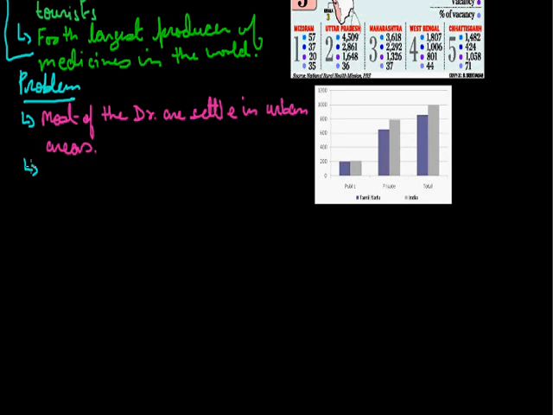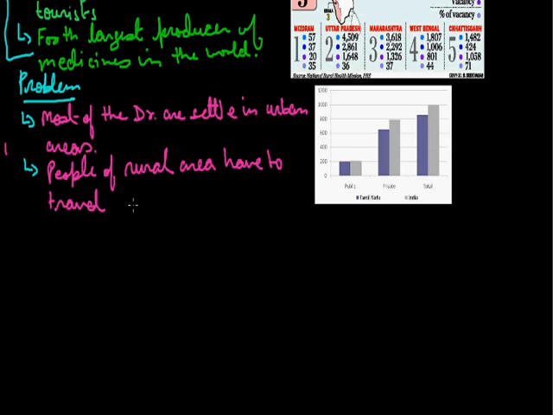Most of the doctors are settled in the urban areas. They are not taking much interest in settling in the rural areas. Though we see an increase in the number of doctors and hospitals, most of them are in the urban areas only, where only 30% of India's total population lives. And that is why the people of the rural areas have to travel long distances.